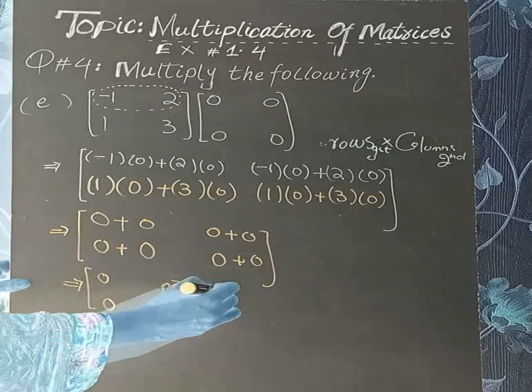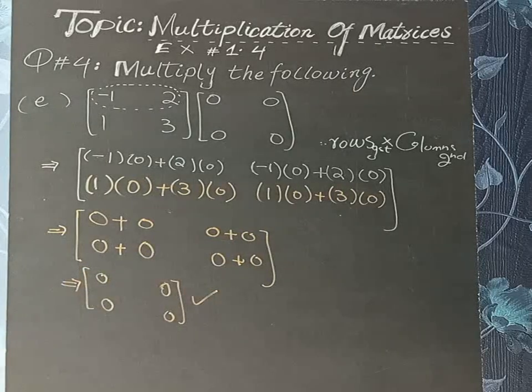So what have we got here? We have got the null matrix. So the multiplication of any number by 0, the result is always 0. So this was simply the multiplication of two matrices. I'm going to summarize how we are going to multiply. The rows of the first matrix are always multiplied by the columns of the second.